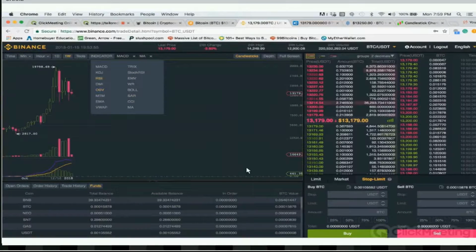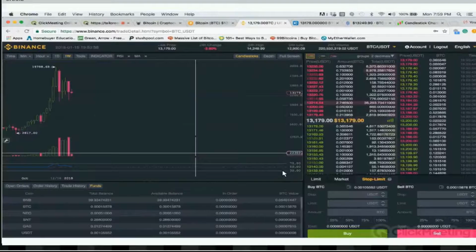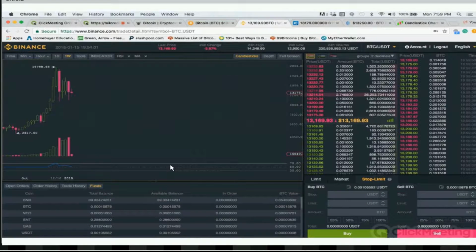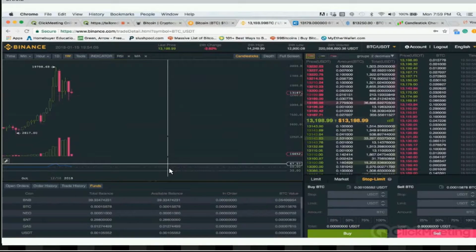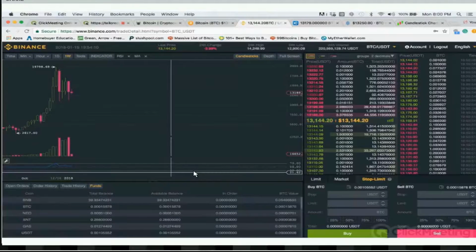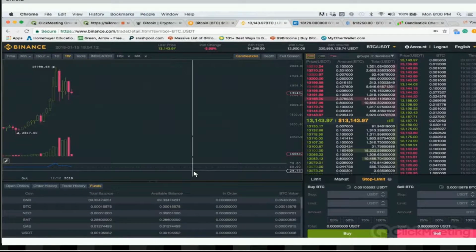So the RSI, and here it's set at 70 and 30. Basically, what the RSI is telling you is if it goes above the 70 level, it's overbought, and if it goes below the 30 level, it's oversold. The RSI is an indicator that compares the magnitude of recent gains and losses over a specific period of time, and it measures the speed and change of price movement. In simpler terms, it tells you when a price is overbought or oversold.